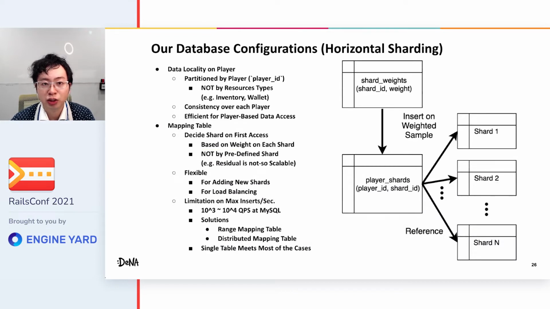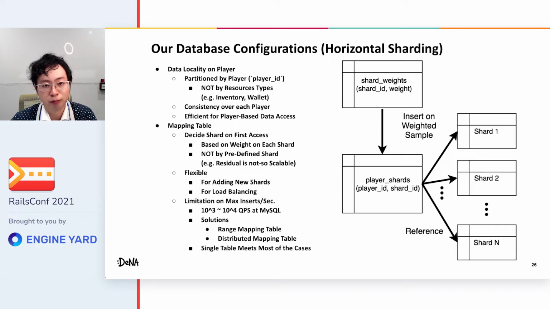This is the horizontal sharding. We take data locality on a player and partition them by player ID, not by resource types. This architecture is effective to hold consistency on each player, and efficient for player-based data access. We use a mapping table called player shards to assign a shard. We decide a shard on the player's first access by weighted sampling. This dynamic shard allocation is flexible for adding new shards and balancing the load on them.